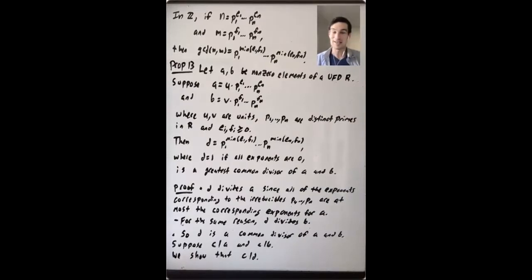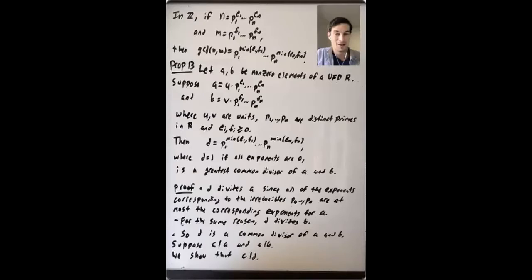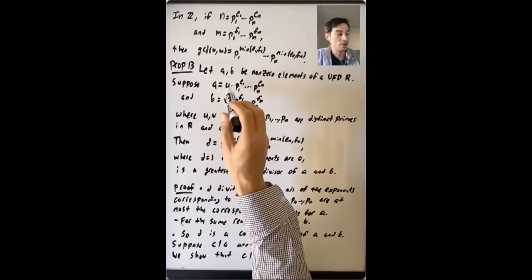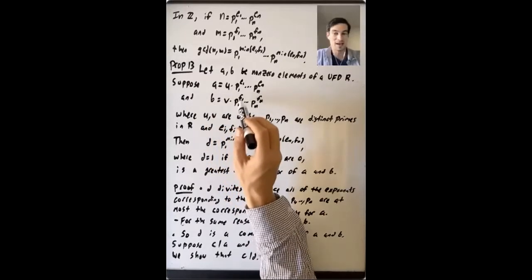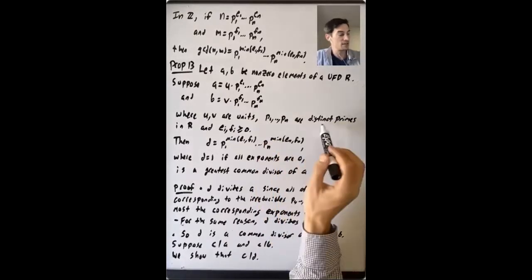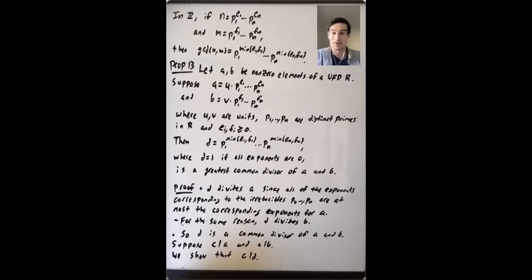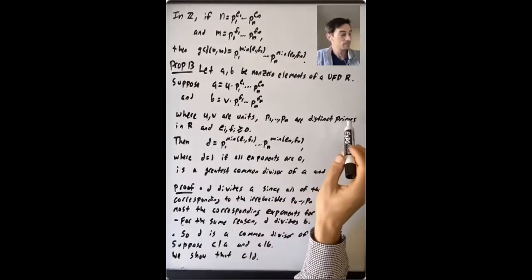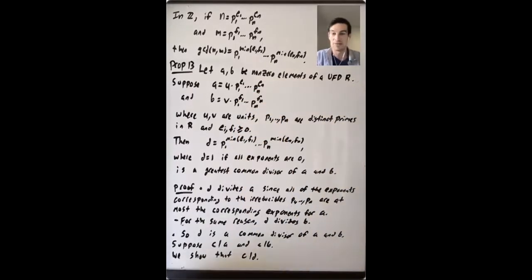And proposition 13 in section 8.3 says that pretty much the same thing is true in a general unique factorization domain. That if A and B are non-zero elements of a UFD R, let's suppose that you can write A as u times p_1^{e_1} up to p_n^{e_n}, and B is v times p_1^{f_1} times p_n^{f_n}, where u and v are units, p_1 up through p_n are distinct, I'll say primes for parallelism here, but in a UFD, we now know that primes and irreducibles are the same thing. So distinct primes in R. And each of these exponents, e_i and f_i, are all non-negative integers.